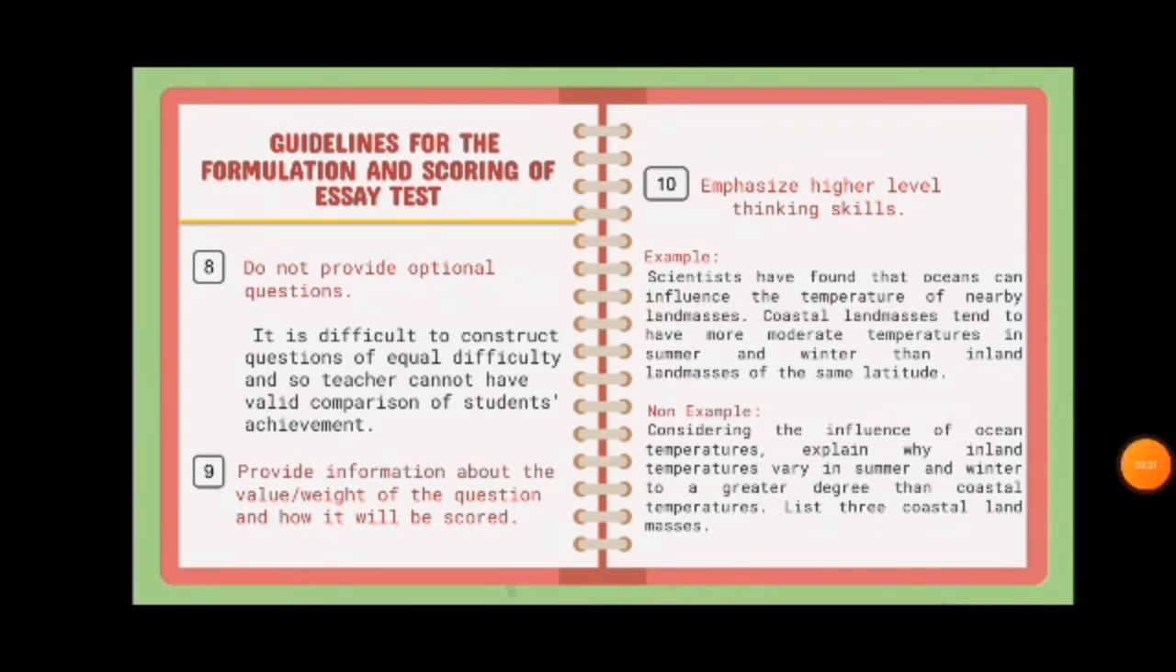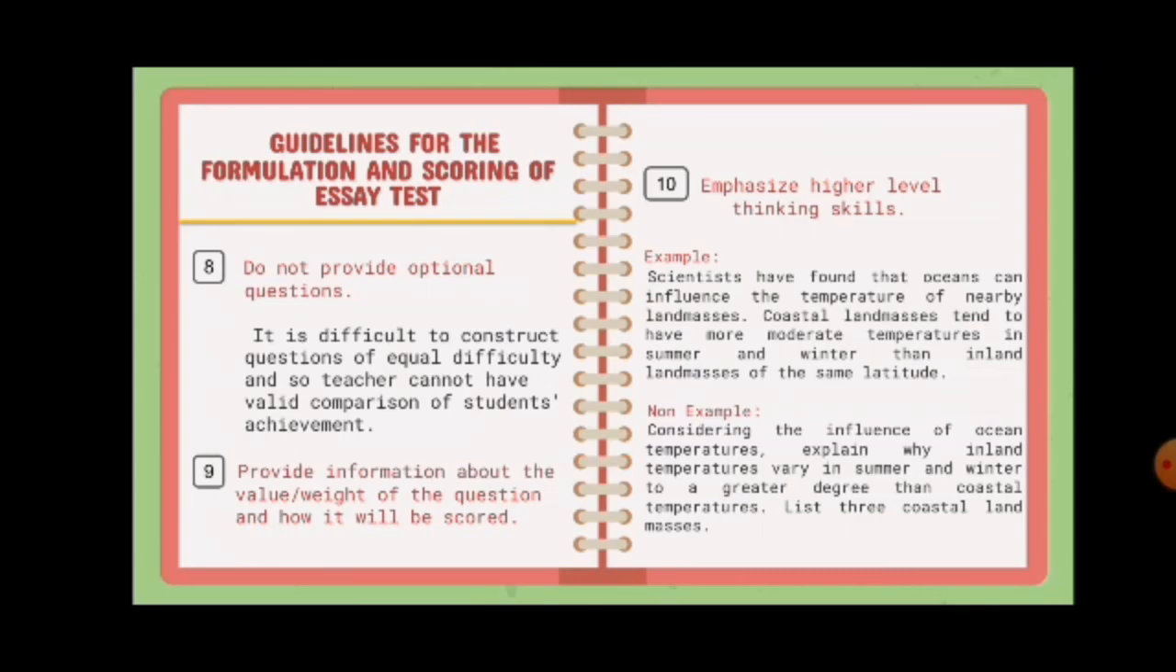Number 9, provide information about the value or weight of the questions and how they will be scored. Number 10, emphasize higher level thinking skills. It means that we have to think critically in answering the essay test questions.